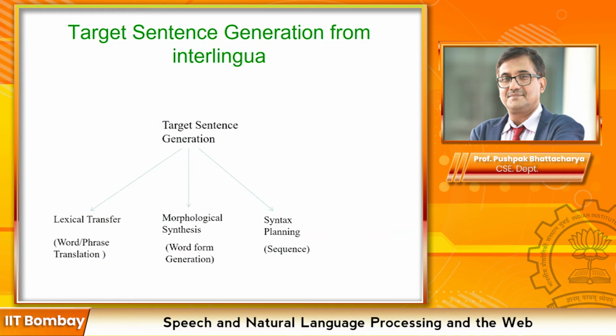The target sentence is generated by applying lexical transfer, that is word and phrase translation. Morphology synthesis: you take the word jana and convert it to jaunga, that is the morphological transformation. And you take mai and jaunga, put them in proper syntactic order, mai and jaunga. So these three are fundamental steps in generating the target language sentence: lexical transfer, morphological synthesis, and what is called syntax planning. These are the basic steps in generation.